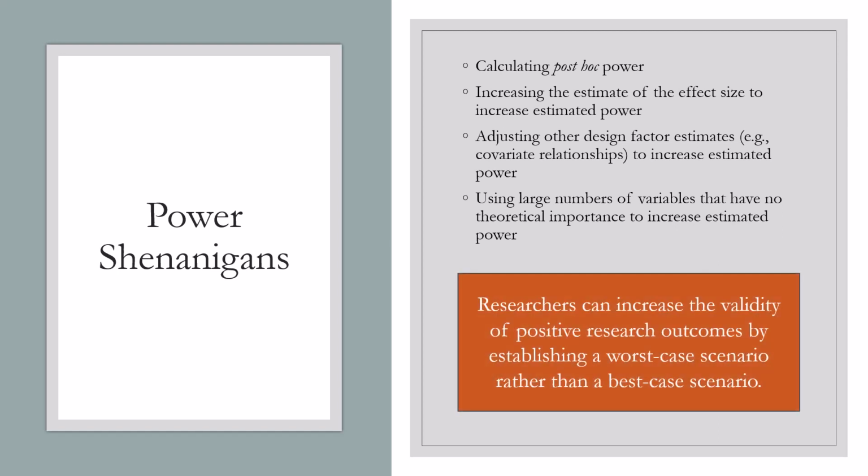Researchers can increase the validity of positive research outcomes by establishing a worst-case scenario rather than a best-case scenario. I recommend that when you do power calculations, you consider the worst-case scenario, not the best-case scenario. And that way, when you end up with a better situation than you had anticipated or that you had stated in your power calculation, your power will go up, not down, and ultimately your research will become more defensible.